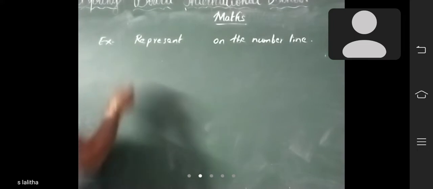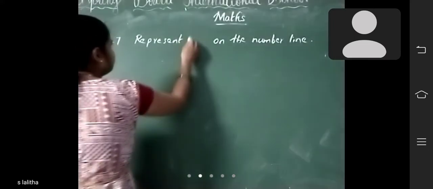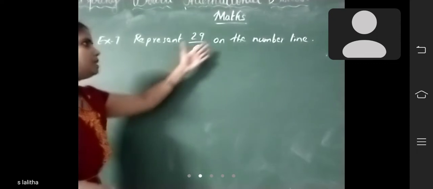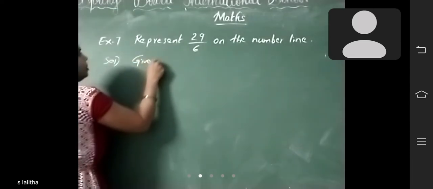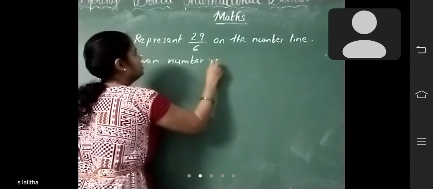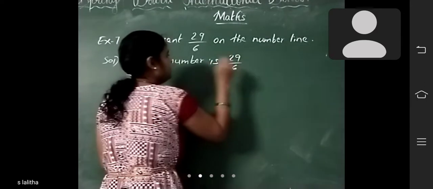Next, example 7 is: represent 29 by 6 on the number line. So what is the given number? The given number is 29 by 6.